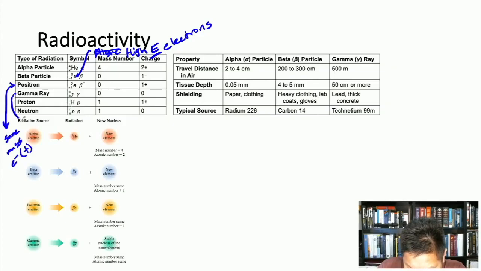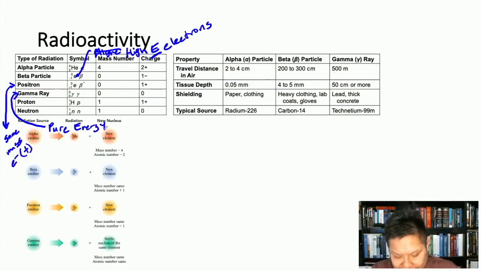And then last of the things that we haven't covered yet is the gamma ray. And a gamma ray is pure energy. And like we were talking about before, in the electromagnetic spectrum, you don't want to be exposed to gamma rays. That will definitely mutate some DNA, some proteins, and be a bad situation, right?